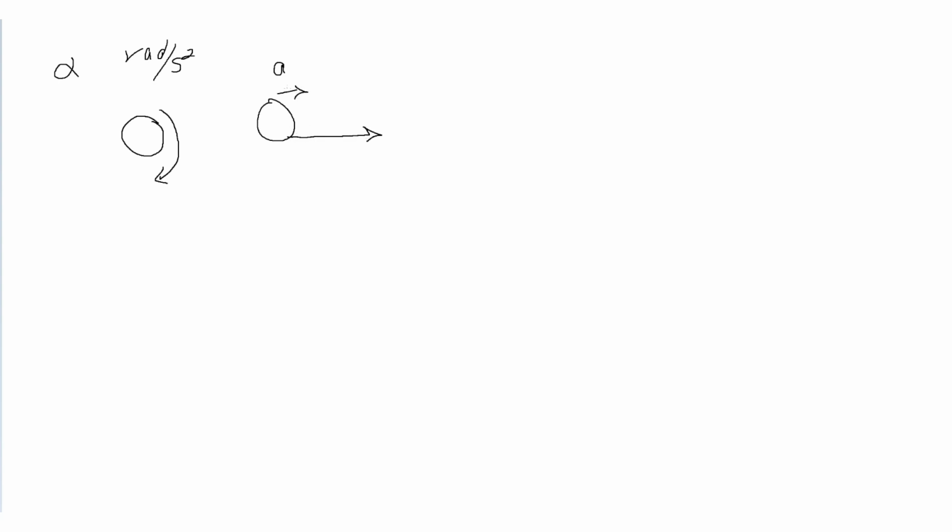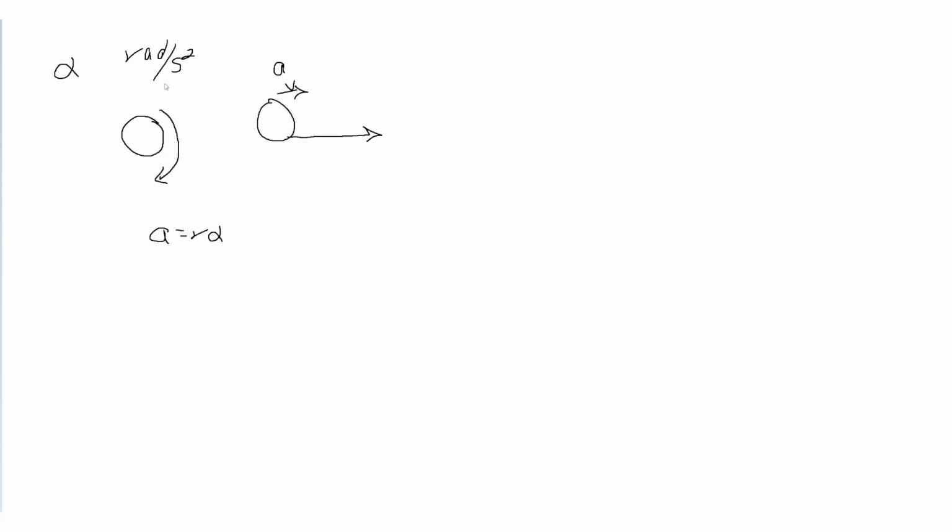Let's just say that v is going this way. So how do you get from acceleration to alpha? Well, you can probably guess by now. It's just going to be acceleration equals the radius of the object times alpha. So that's what we need to understand.